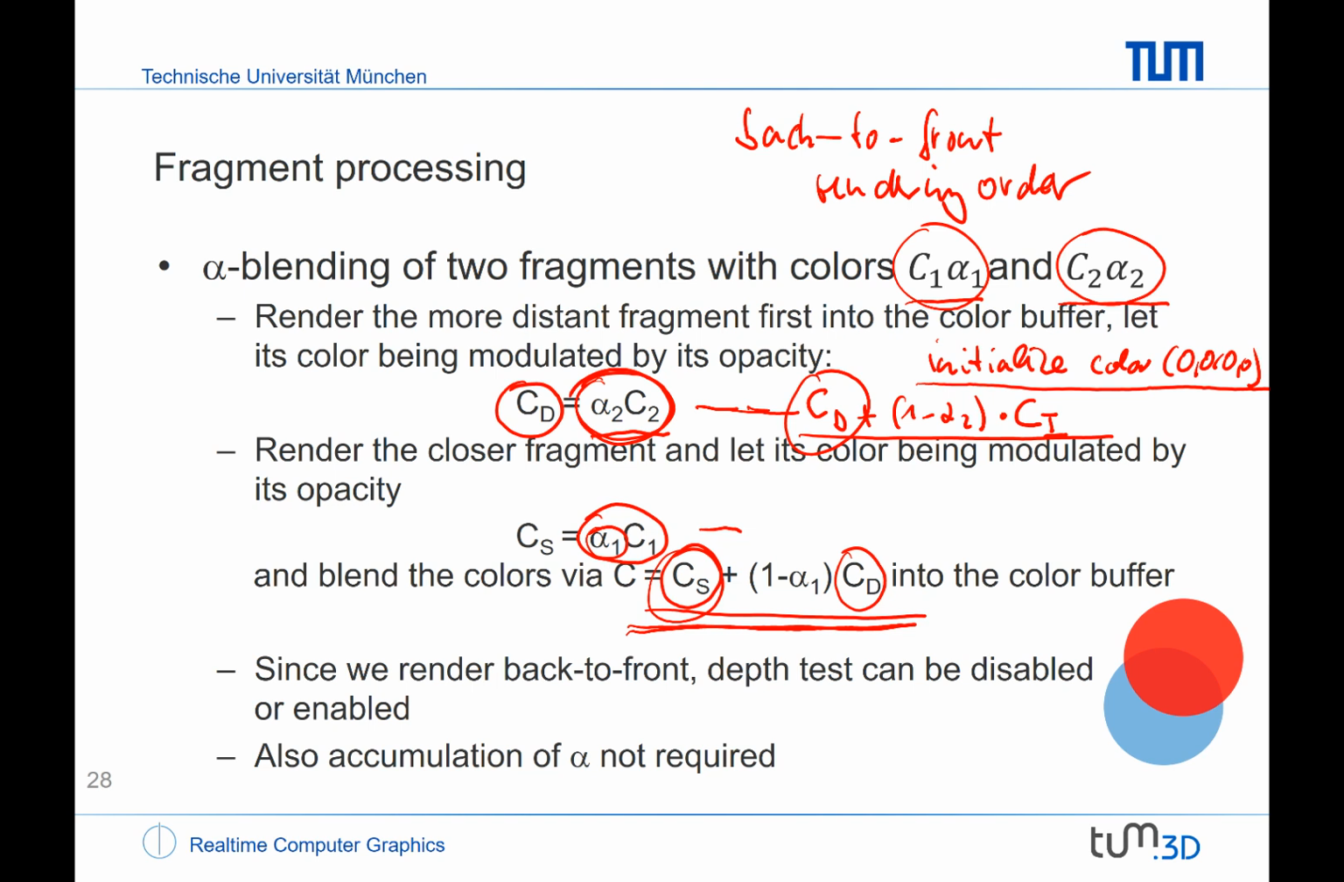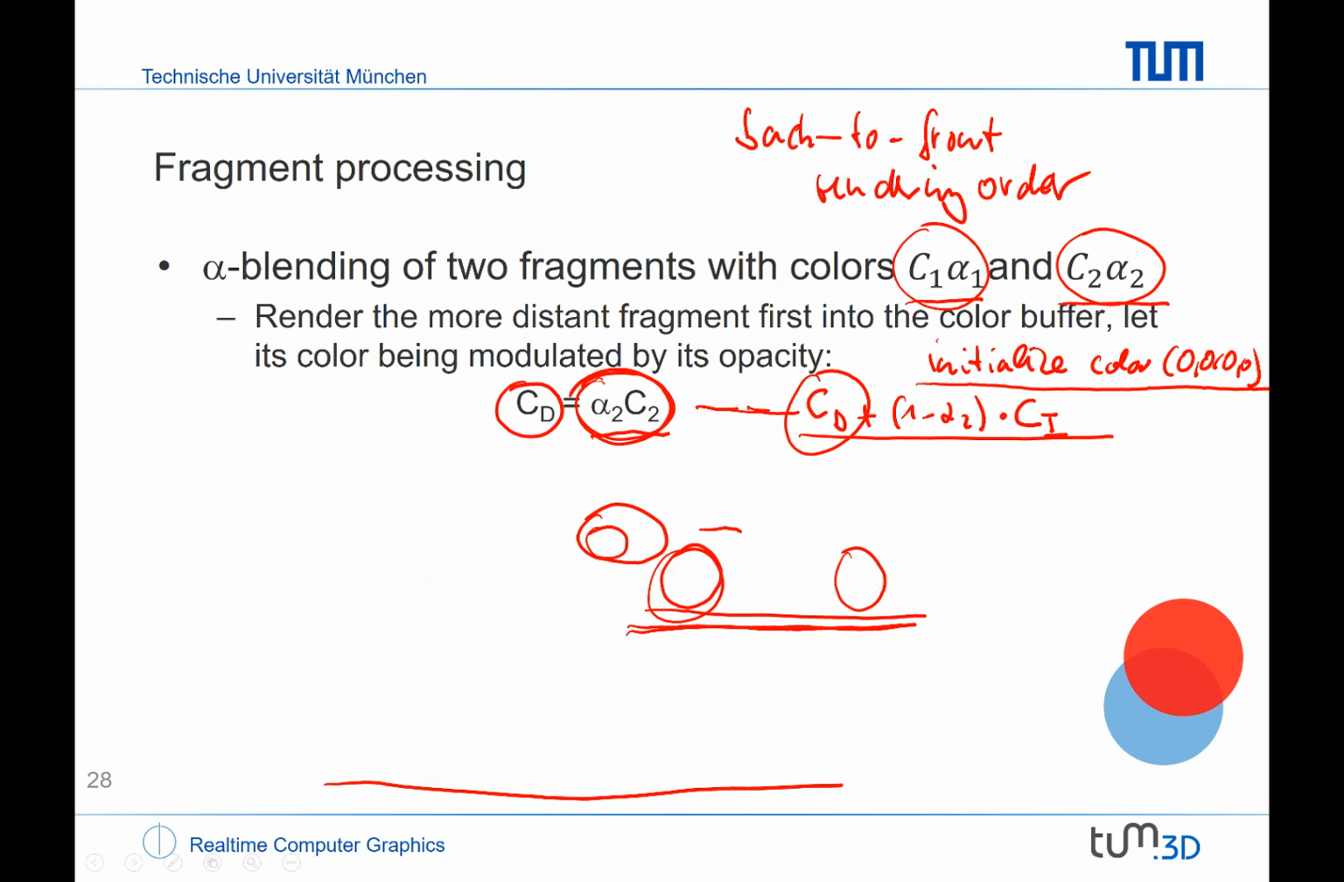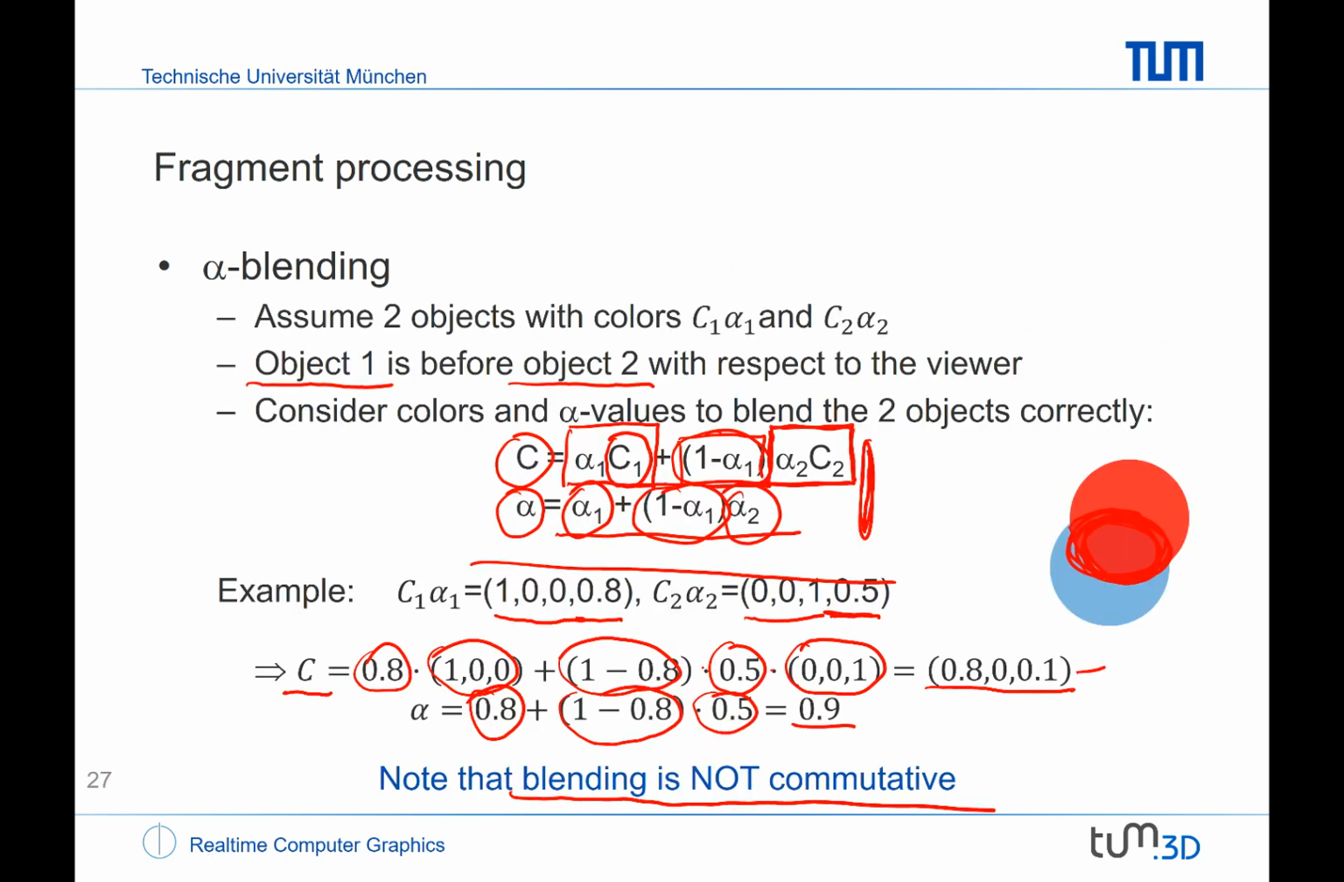You see in this approach, we don't even need to accumulate the alpha values using the equation which we have here. That is not used in that back to front approach.